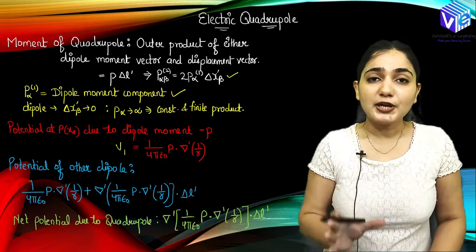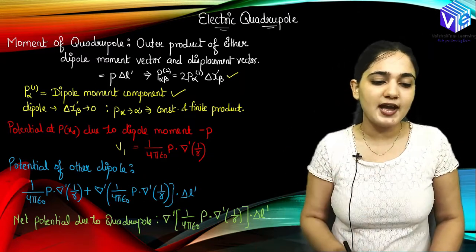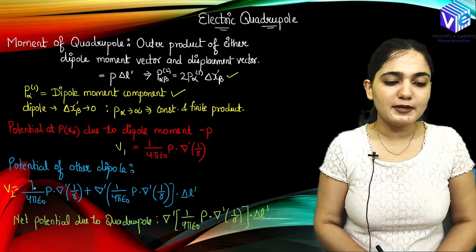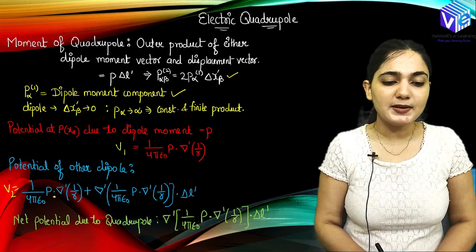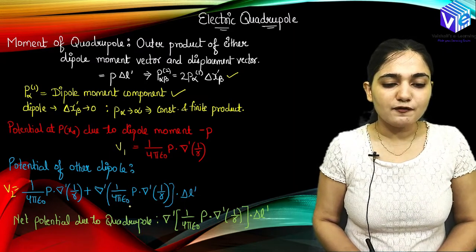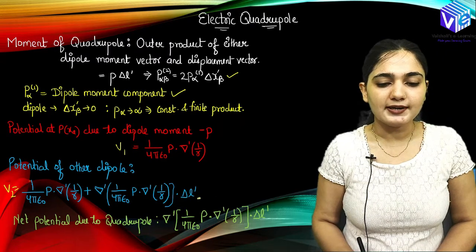Now the potential of the other dipole, which is there in the vicinity of the first dipole, I can represent as V2, and V2 will be equal to 1 upon 4 pi epsilon naught P del 1 upon R plus del dash 1 upon 4 pi epsilon naught P del dash 1 upon R into delta L dash.